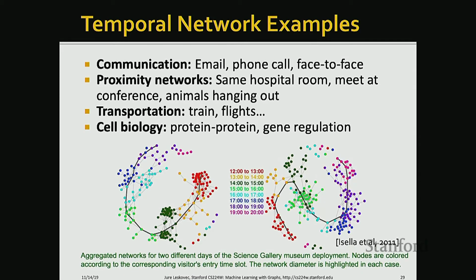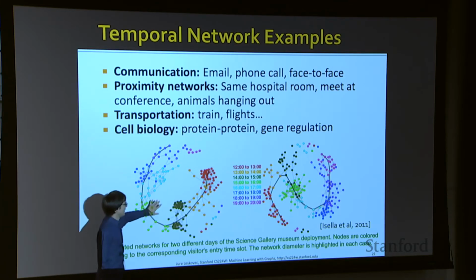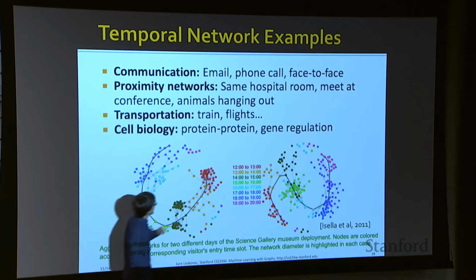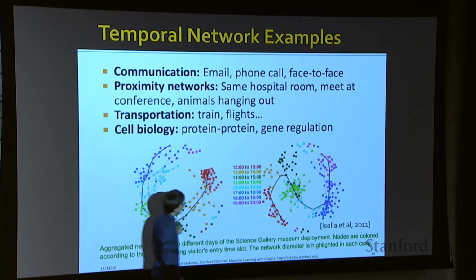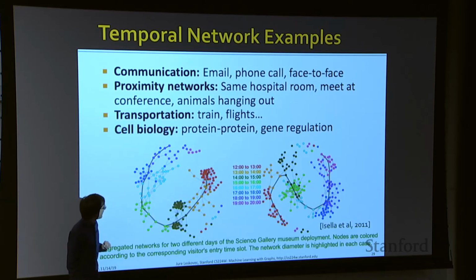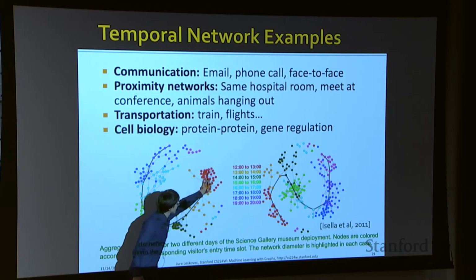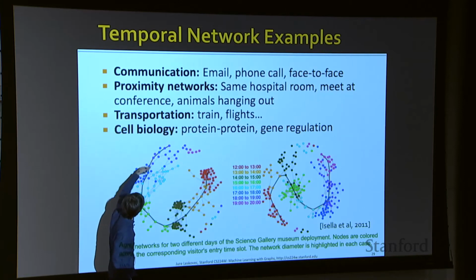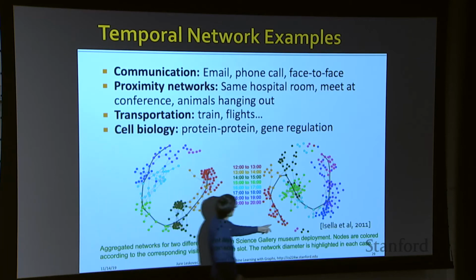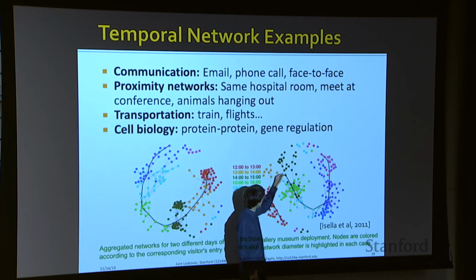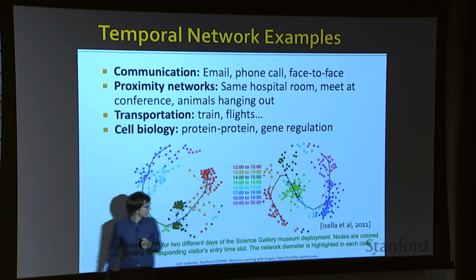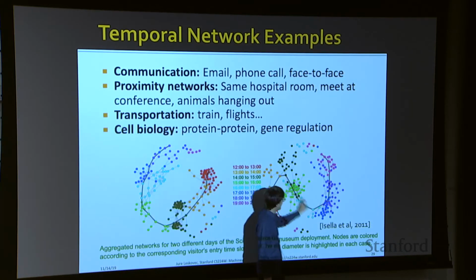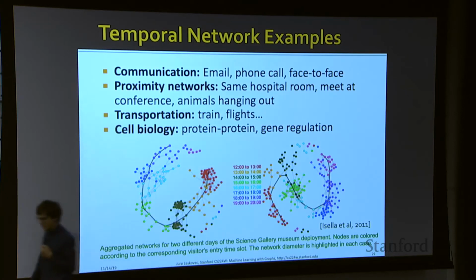Another example is two different networks of people's physical proximity, where these are the time slots, I think, when people were let in, and this is now on two different days. And you can see how this network is time ordered, right? Who's hanging with whom? And here, these edges show the longest path in the network that defines the diameter. I think they just visualized it to show the backbone of the network. But that's another way to think about this.